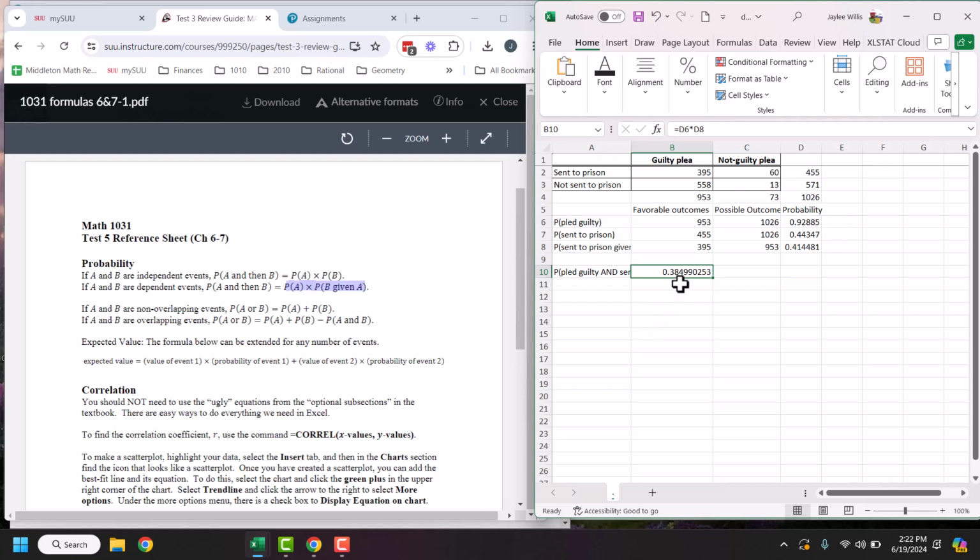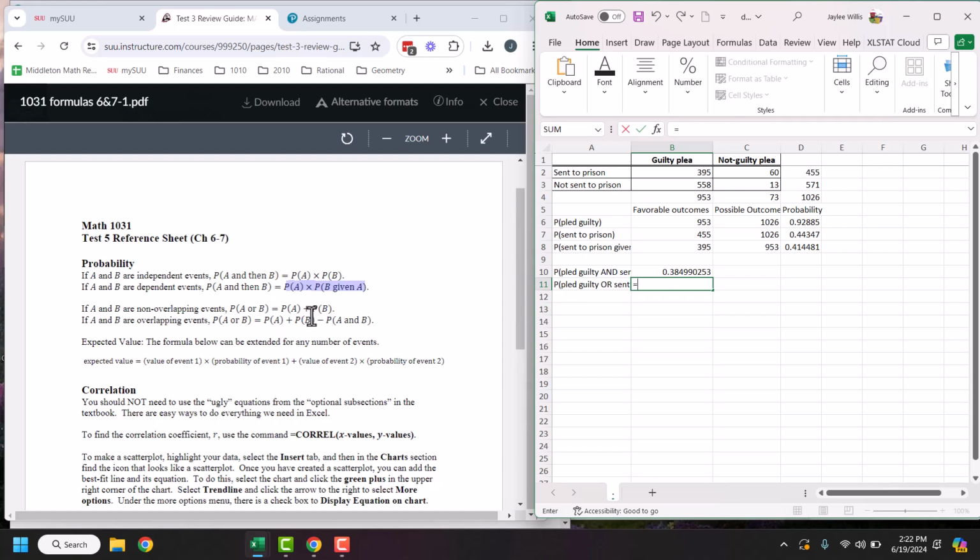Now, that's not what we were asked for, though, because we were asked to find the probability that they pled guilty or got sent to prison. And this is going to be a higher probability because there were more people who pled guilty or got sent to prison, because some of them might have only pled guilty, some of them might have only got sent to prison, and some of them might have had both. And this is actually the reason why we add them together.